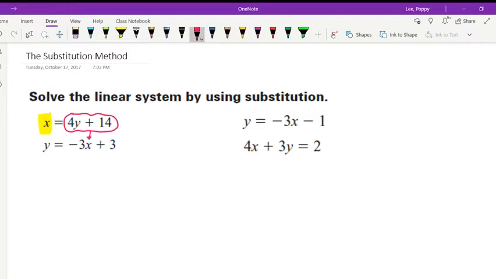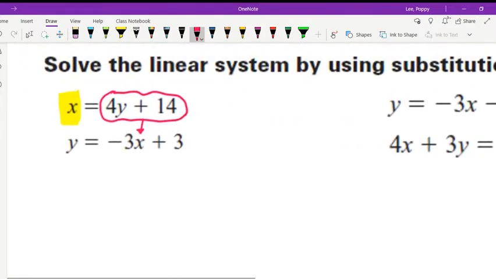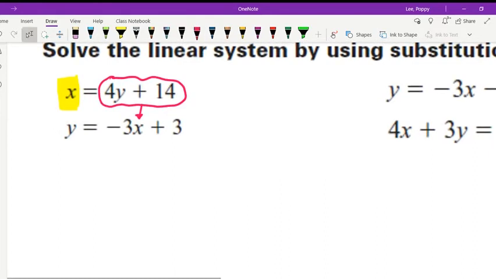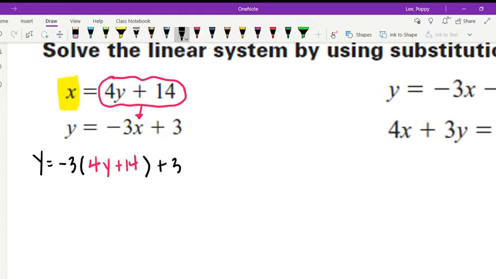So wherever we see an x, I'm going to plug in 4y plus 14 into the other equation. So here's 4y plus 14. It goes into the other equation for x. So here we go. We've got y equals -3, but instead of plugging in x, what are we going to plug in? 4y plus 14. And then don't forget to bring down the plus 3.